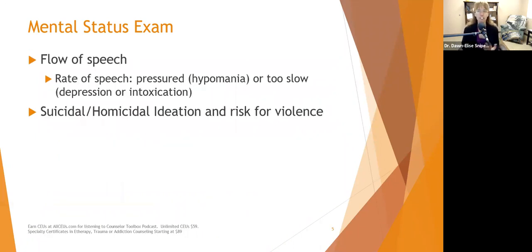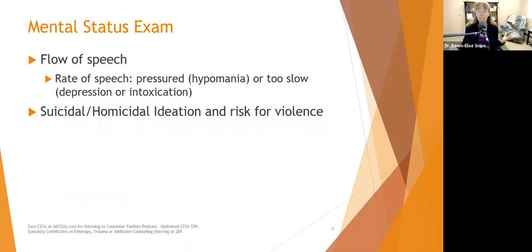Their flow of speech. You want to pay attention to their rate of speech. If it's pressured and they're talking a lot and they're talking really fast and they're talking about a variety of things and they keep going on like this and you just don't feel like you can get a word in edgewise and you're wondering if they're ever going to stop to take a breath. Exactly. That could be a sign of hypomania or mania. If they are speaking too slowly and they're having difficulty answering questions, it may be a sign of depression, intoxication, or other cognitive impairment. Those things we want to pay attention to.